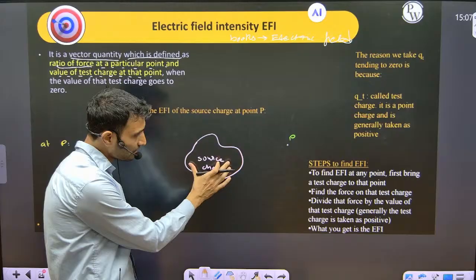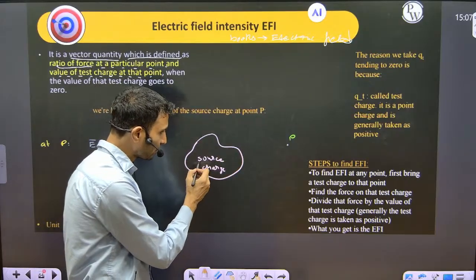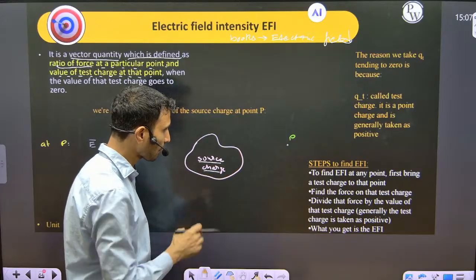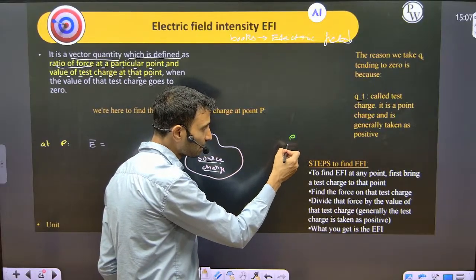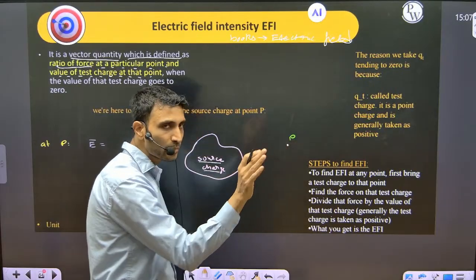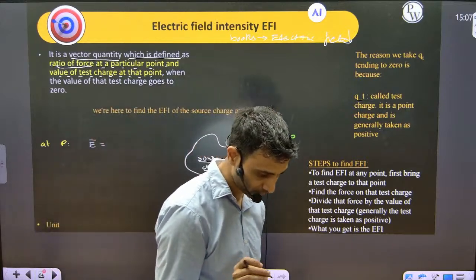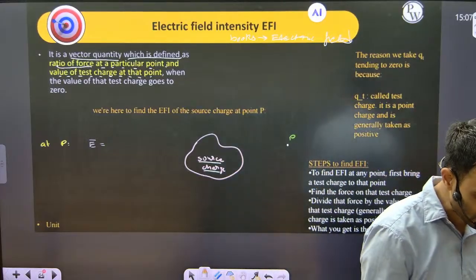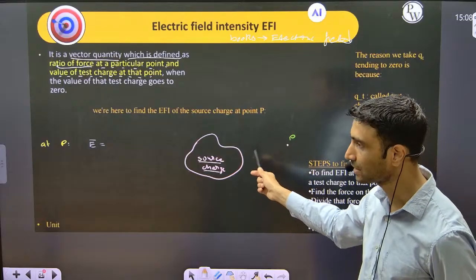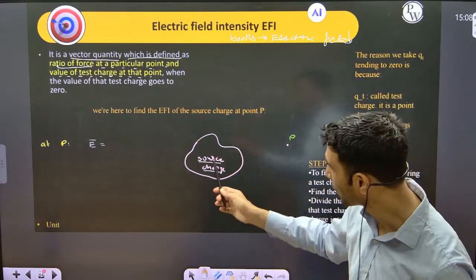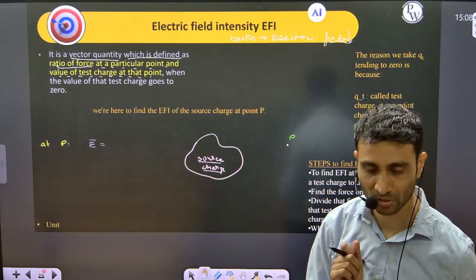Let us say that there is a charge here. Call it the source charge. Because of that, at any point P, I want to find out what the electric field is. Let me tell you again what we are trying to do here: there is a source charge, and because of this I want to find out the electric field at point P. The intention is clear.